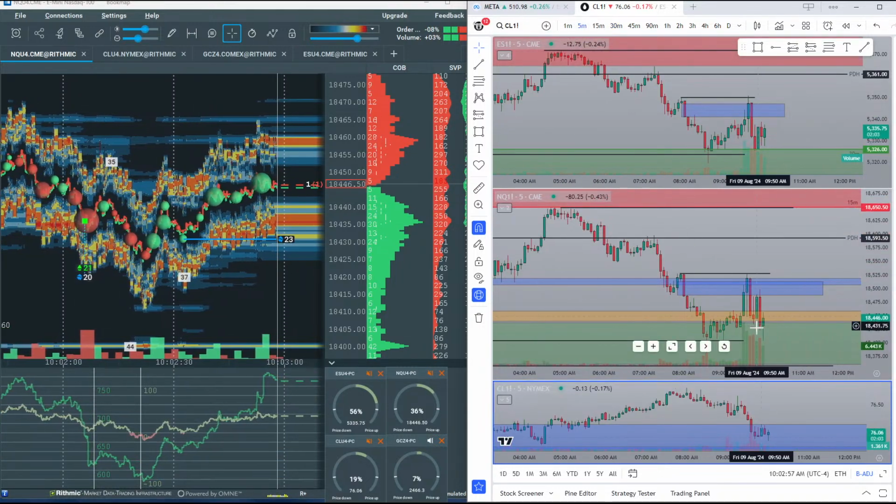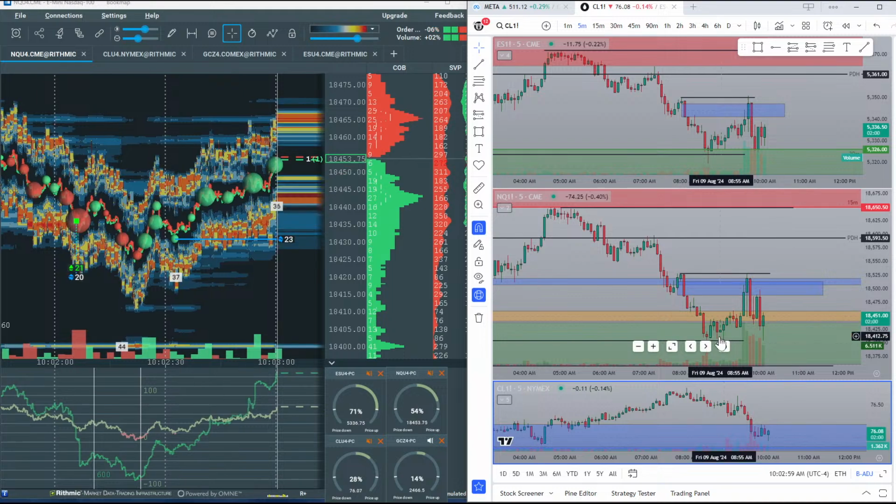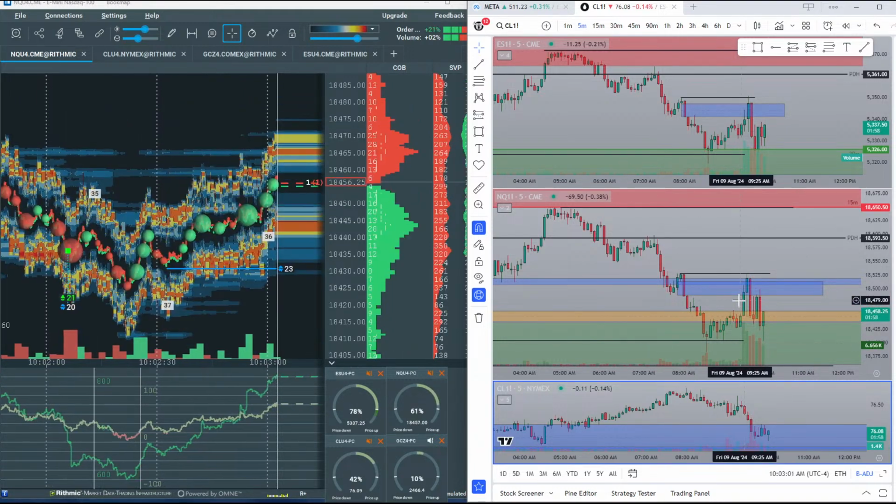Look at the NASDAQ again. Buyers trying to step back in here. This is a chop zone. This is a no trade zone, guys.